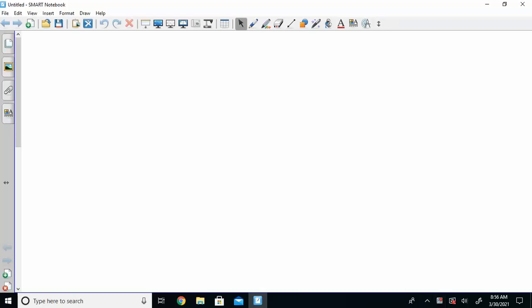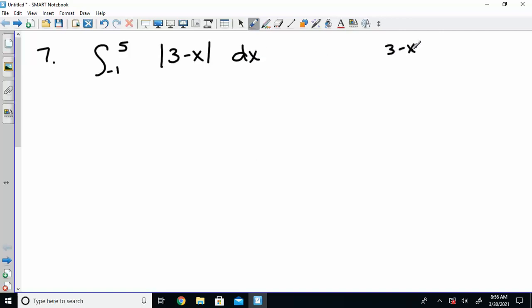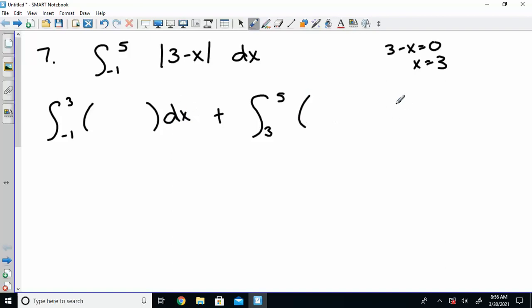So, question number 7. On these absolute values, you have to figure out what makes the inside of the absolute value equal 0. So that is a positive 3. So we are going to break up our interval there. So we're going to integrate from -1 to 3, and then from 3 to 5. So you have to figure out what you are integrating on each of these.